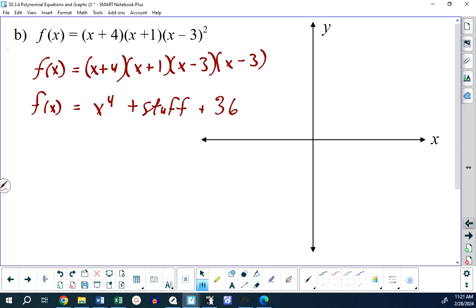So would you agree the x-intercepts should be -4, -1, and 3. Okay, so we can plot those in here. -1, -2, -3, -4. You don't have to be an artist, but try to make those equally spaced. And then, let's see, -1, and 1, 2, 3.